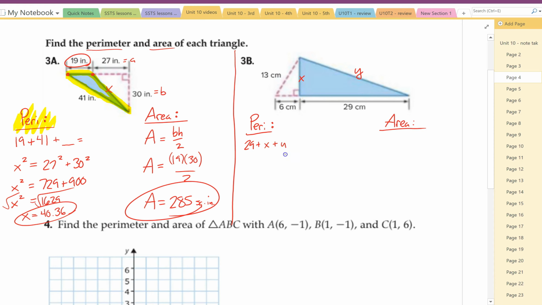I'm going to figure out what this is using these other two sides. So is X a hypotenuse? Well, no, because it touches the right angle. So 13 is going to be my hypotenuse. So 13 squared is going to equal this side and this side squared and added together. So 13 squared is going to equal 6 squared plus X squared.